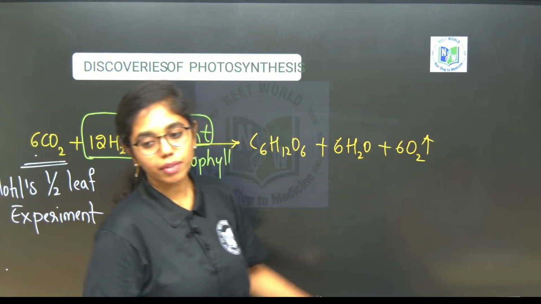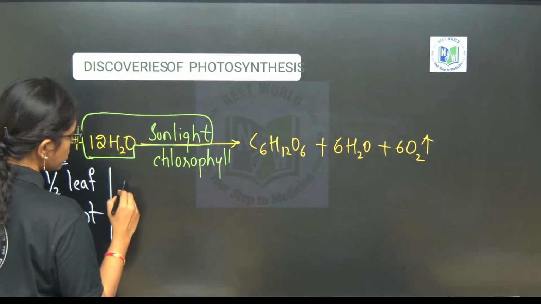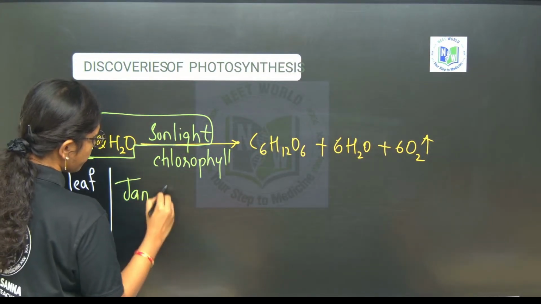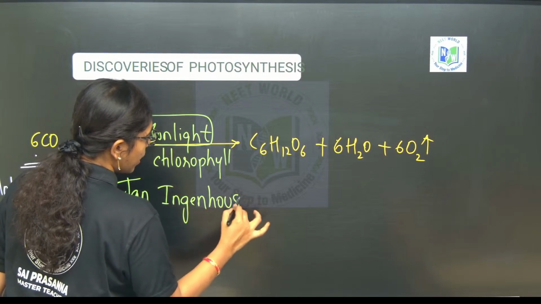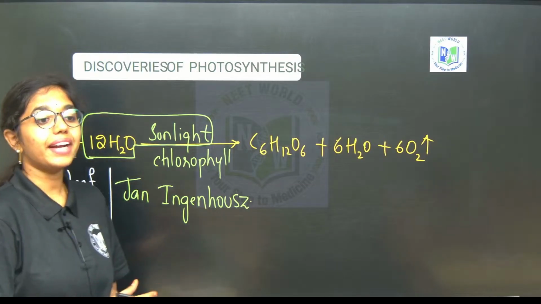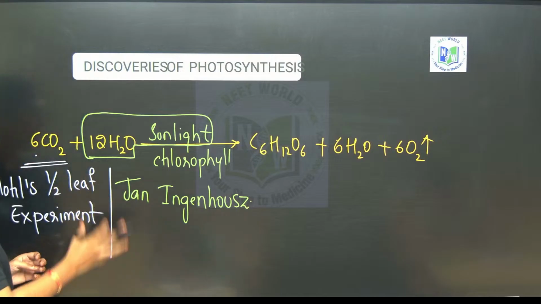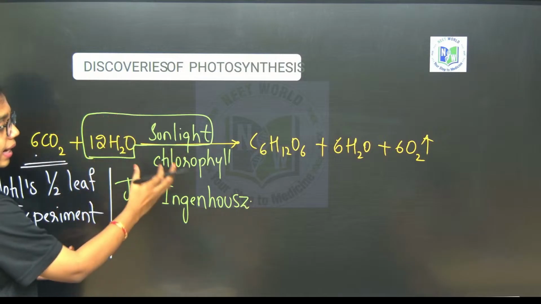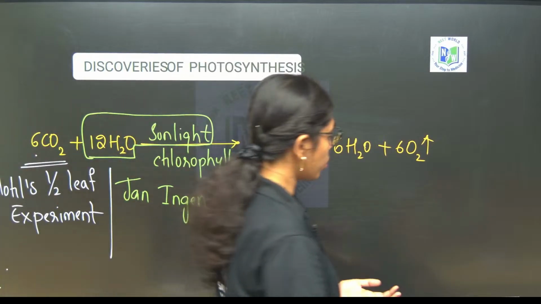Clear, right? Now tell me, which scientist has told you that water and sunlight are essential for photosynthesis and that oxygen is evolved from photosynthesis? That is told by Jan Ingenhousz. He is the scientist who conducted the hydrilla experiment. In the hydrilla plant experiment, he said that water and sunlight are essential for the process of photosynthesis and oxygen is evolved from photosynthesis.